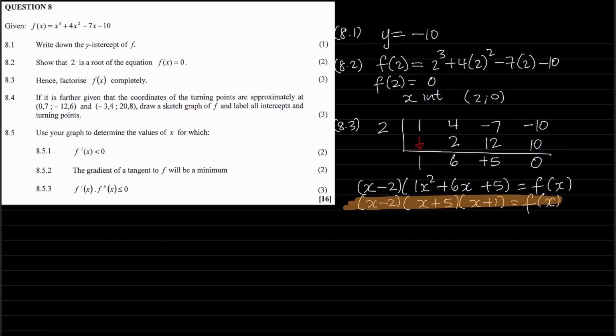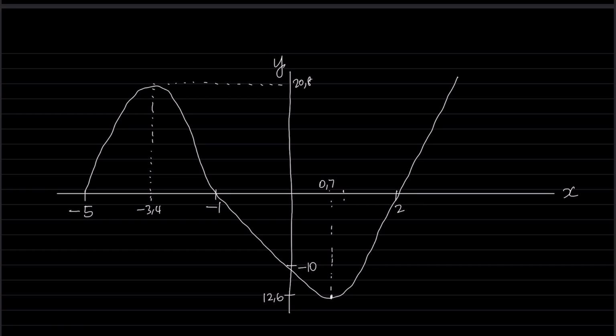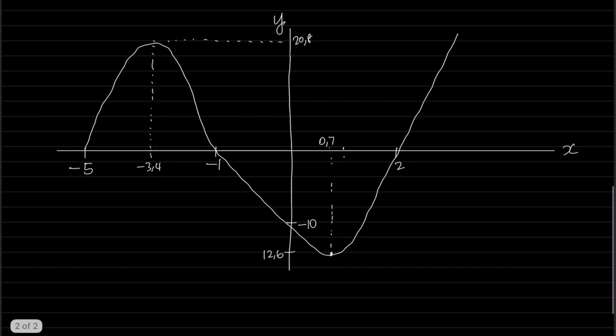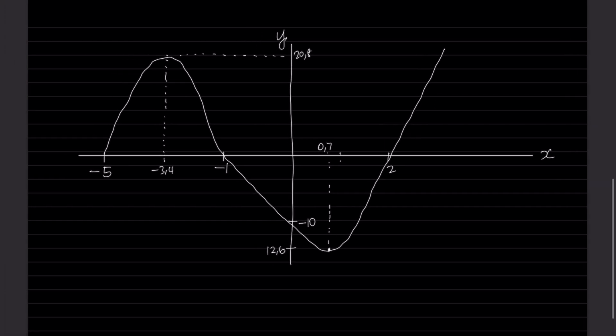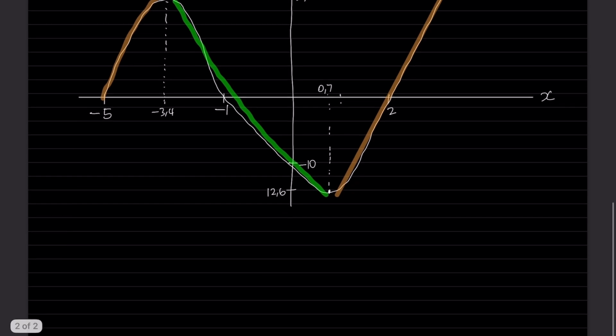Use your graph to determine the values of x for which f prime x is less than 0. So what they're asking for here is where is the tangent of the line going to be negative. Okay, so I'll color code it. Here this is a positive slope. Here is also a positive slope. And in this region right here, this is where we're going to get a negative slope.